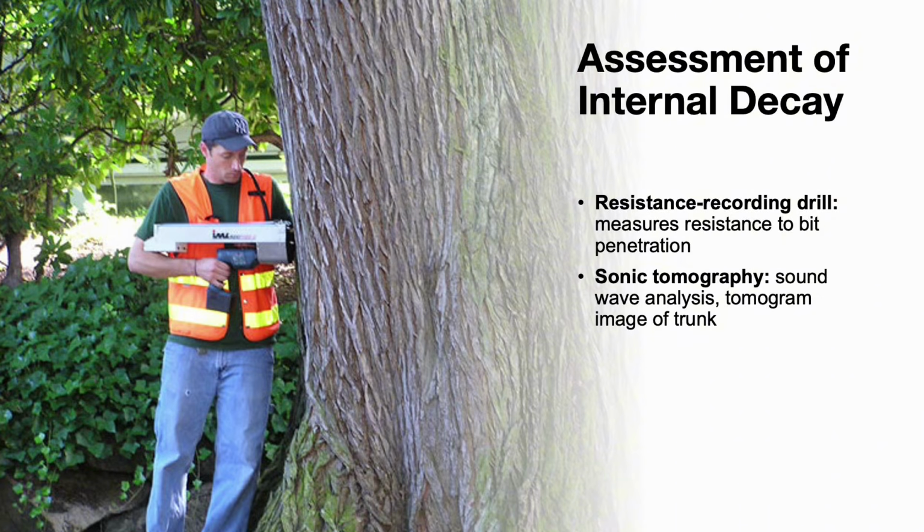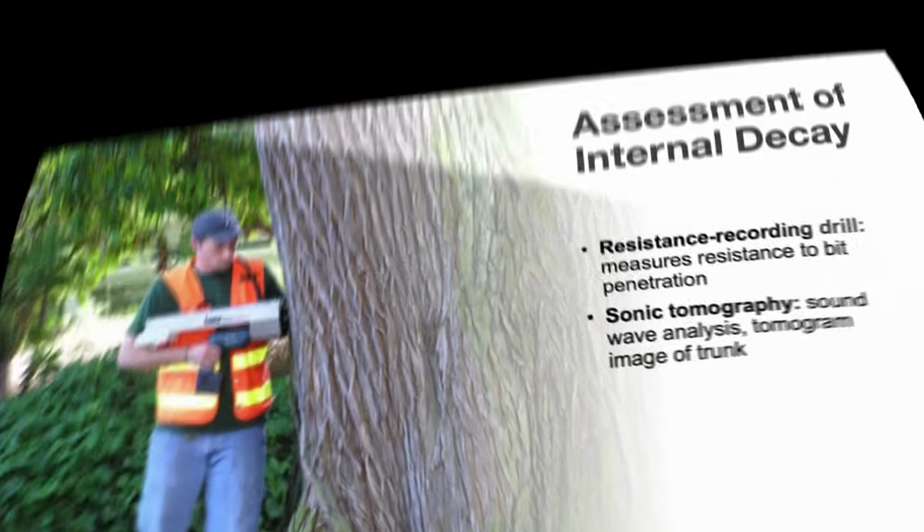Decay shows up as areas with little resistance. Sonic tomography maps decay using sound wave travel times. It creates a 2D or 3D image showing the strength of different sections.